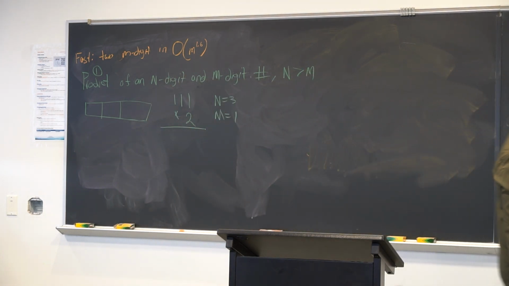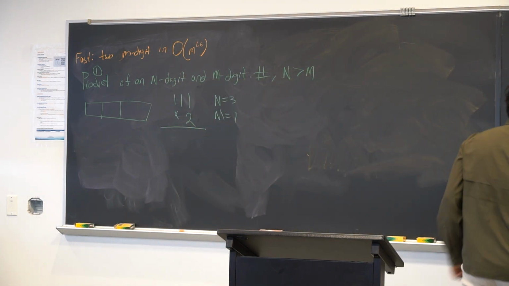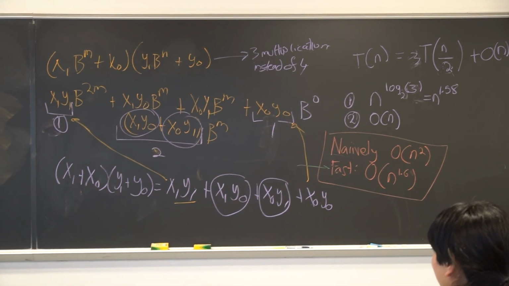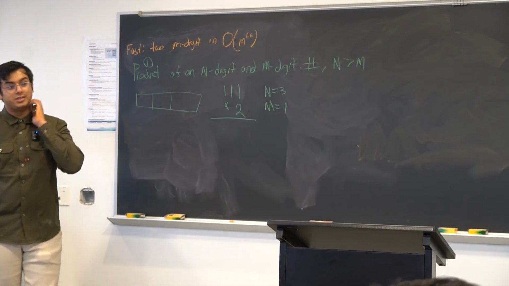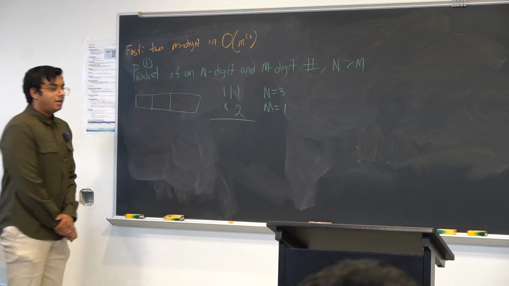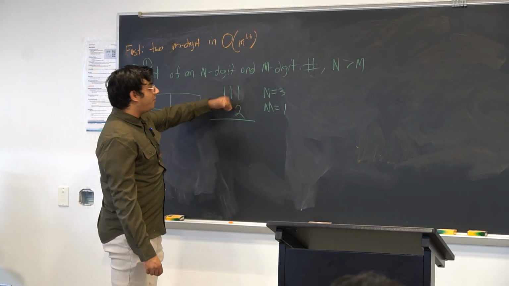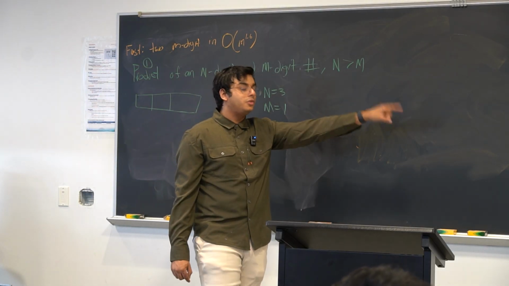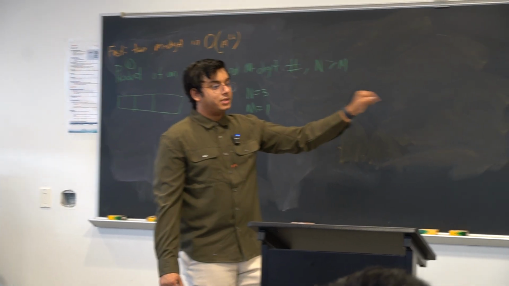O(n squared), so that's naive, right? What about using this? Why is it n to the 1.6 instead of m to the 1.6? Yes, exactly. So essentially, if you want to use that algorithm, that's for two exactly n-digit numbers.